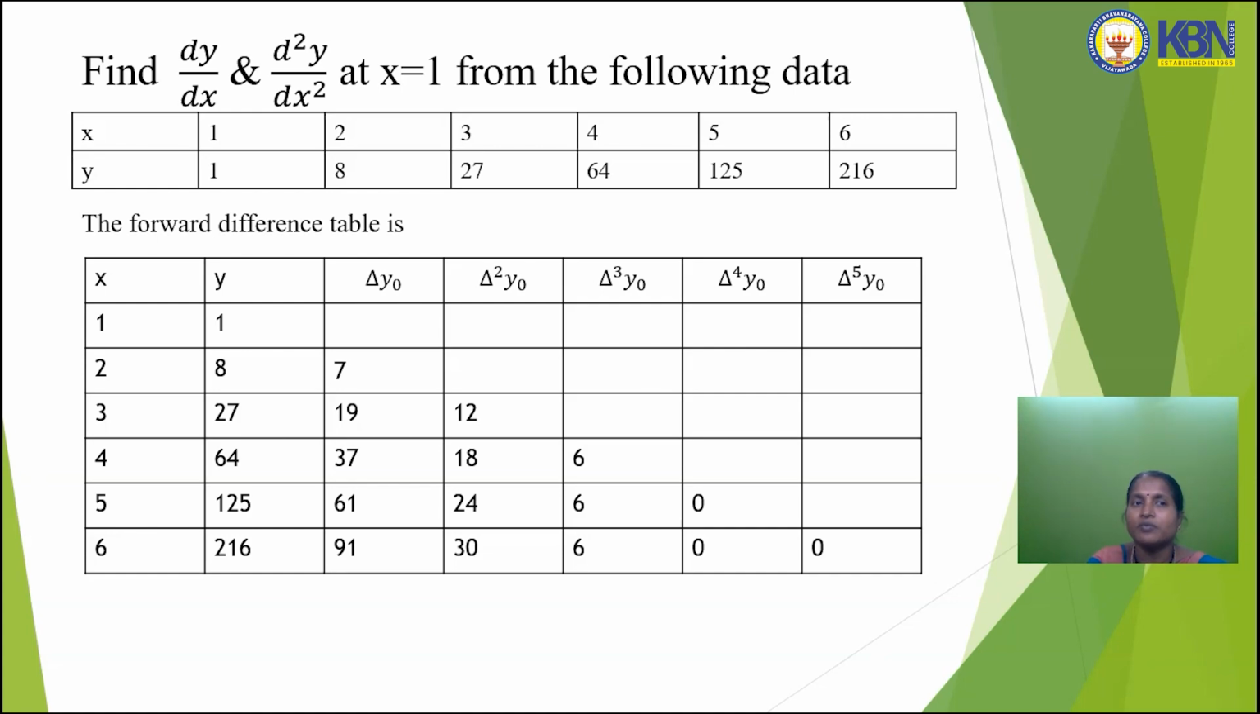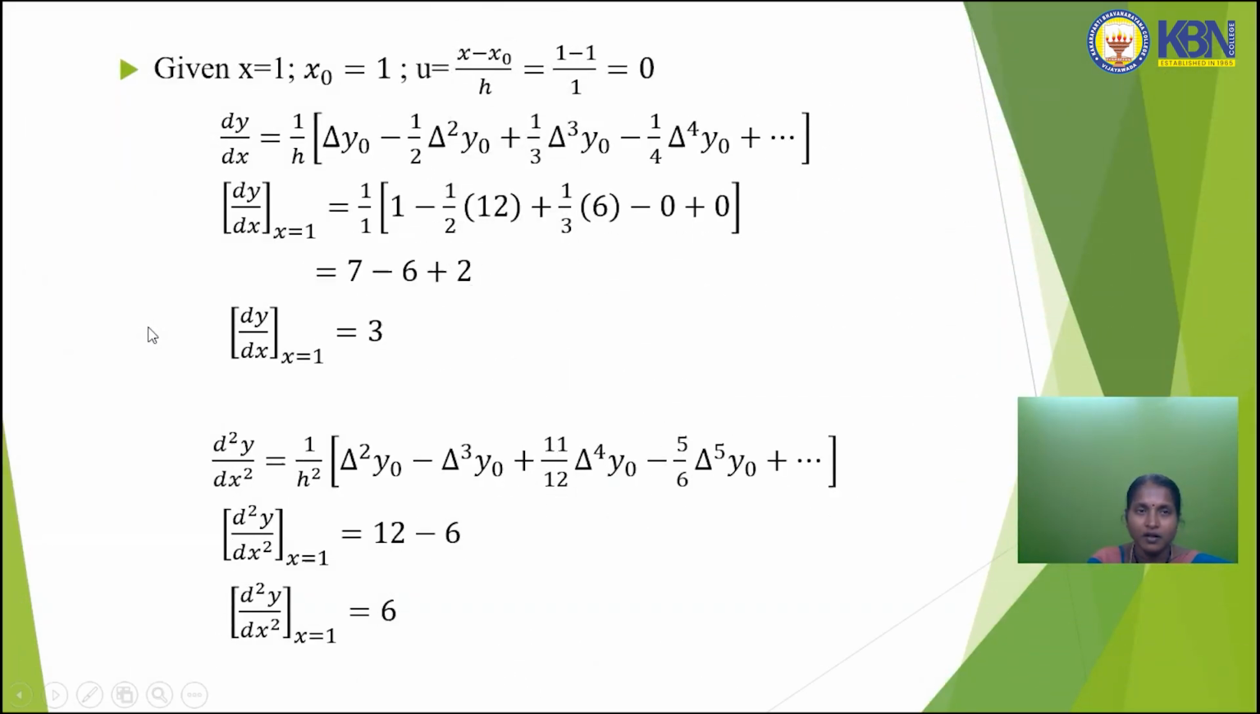The dy by dx formula is dy by dx at x is equal to x naught. X naught means the x value he is asking. X is equal to what? That is x is equal to x naught, that is x is equal to 1. So given x is equal to 1, x naught is equal to 1. The formula is x minus x naught by h.